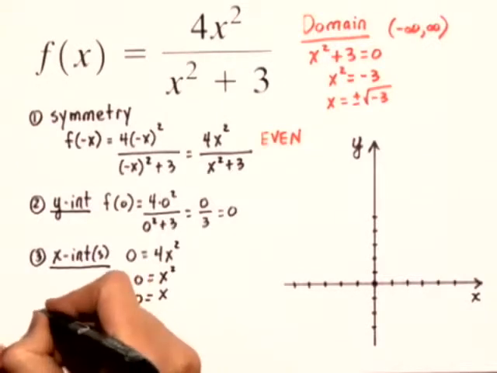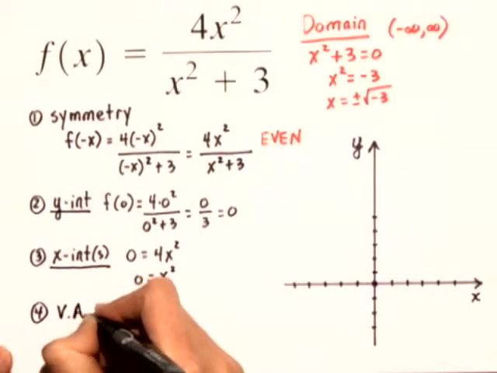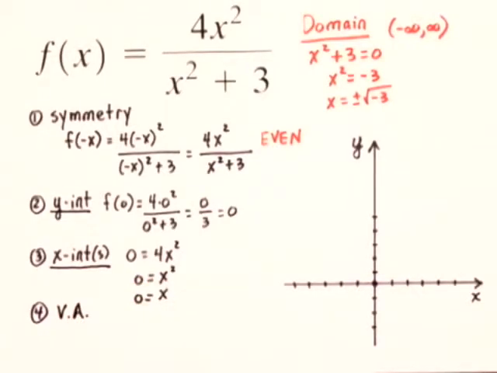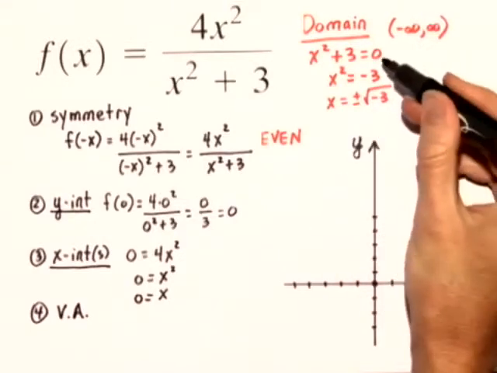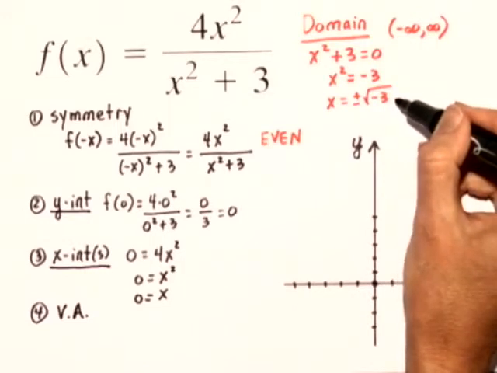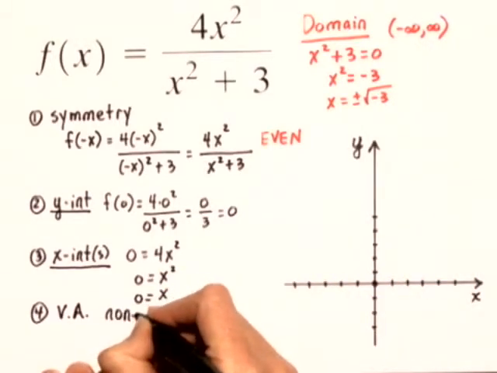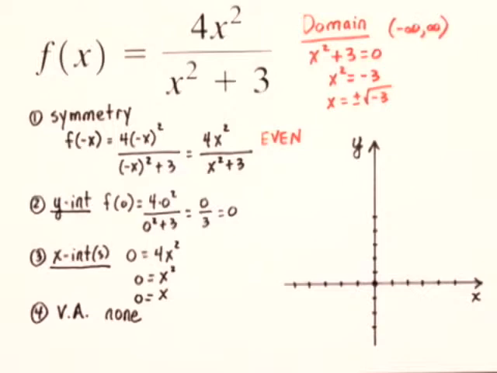So let's move on to step 4. Let's see if we have a vertical asymptote. We get the vertical asymptote by setting the denominator equal to 0. Remember, we did that when we were looking at the domain, and we did not get any real number solutions. We only got an imaginary solution. Therefore, we can say there are none in terms of vertical asymptotes.